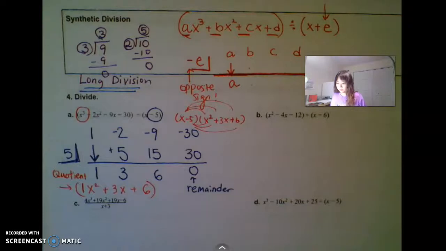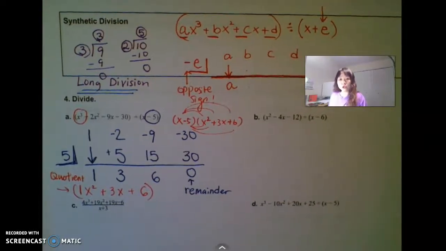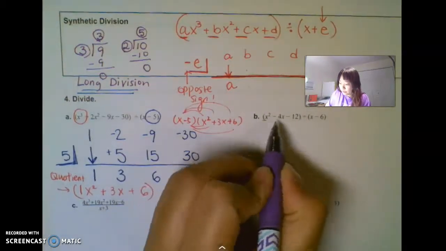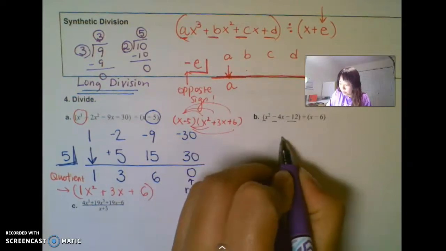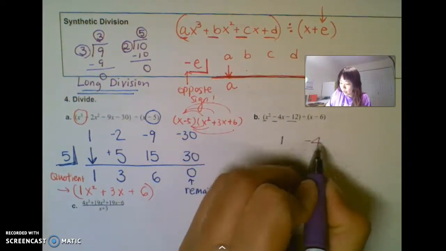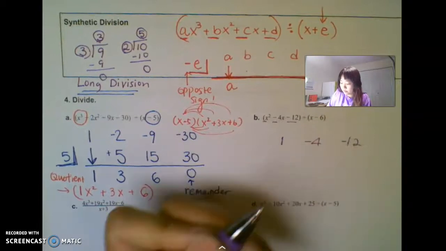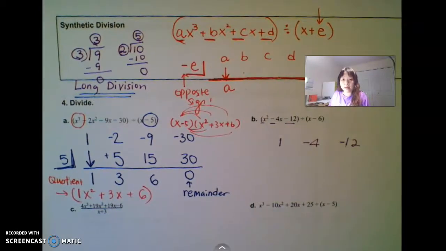most of these. So, step 1, you just write the coefficients of the polynomial that we are dividing. So these 3 things: it'd be 1, -4, and -12. Okay, we're dividing this by x minus 6.